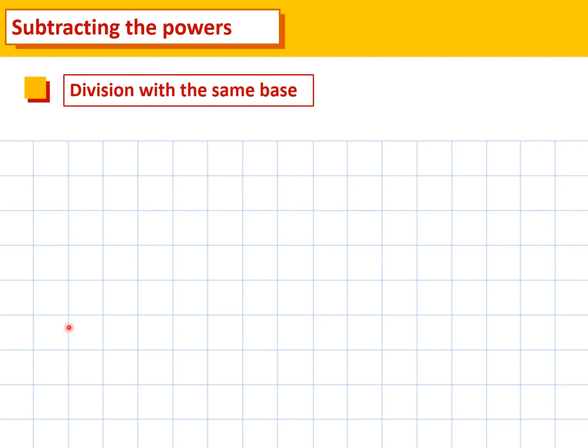Our first example, y to the power of 5 divided by y to the power of 4. The rule is we can subtract the powers. 5 subtract 4 is y to the power of 1. Note we don't put 1 in our answer, but it is there, a power of 1.